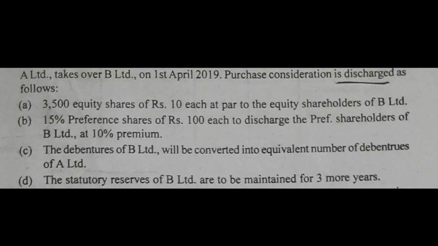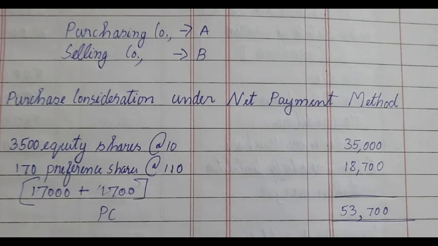And the additional information are A Limited takes over B Limited on 1st April 2019. Purchase consideration is discharged as follows: 3,500 equity shares of rupees 10 each at par to the equity shareholders of B Limited, 15% preference shares of rupees 100 each to discharge the preference shareholders of B Limited at 10% premium. The debentures of B Limited will be converted into equivalent number of debentures of A Limited. The statutory reserve of B Limited are to be maintained for 3 more years. Let's see the purchase consideration under net payment method. 3,500 equity shares at 10 rupees 35,000 and 170 preference shares at 110 rupees 18,700. So the total purchase consideration is 53,700.